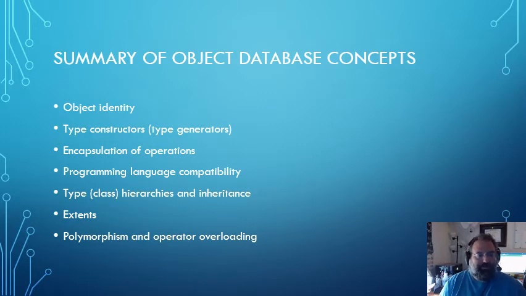A summary of the object database concepts. You have this concept of an object identity, some way of finding that object in a unique way. Type constructors, these are type generators. Encapsulation of operations, programming language compatibility, type and class hierarchies and inheritance, extents and polymorphism and operator overloading.